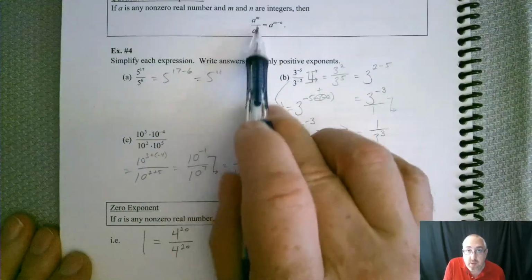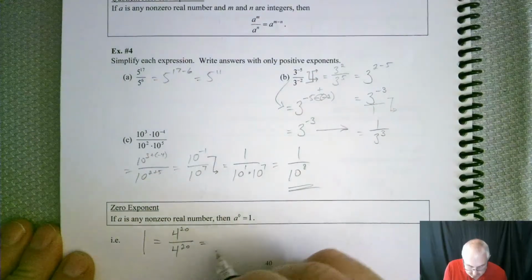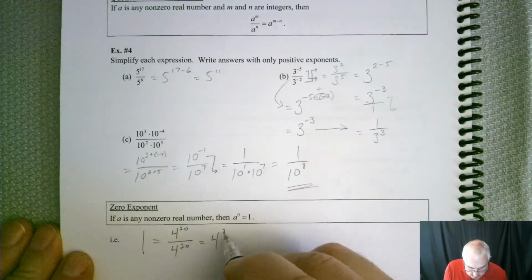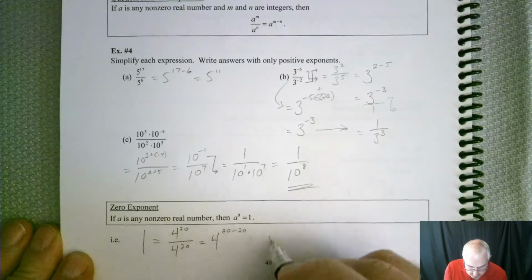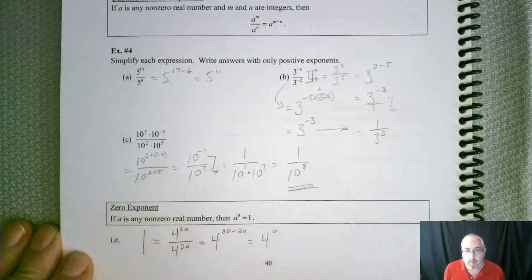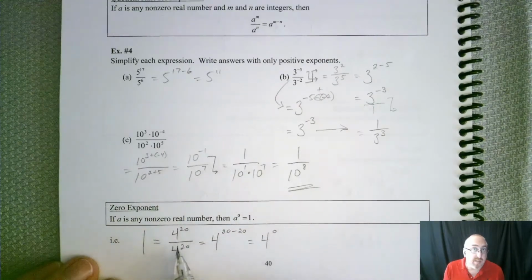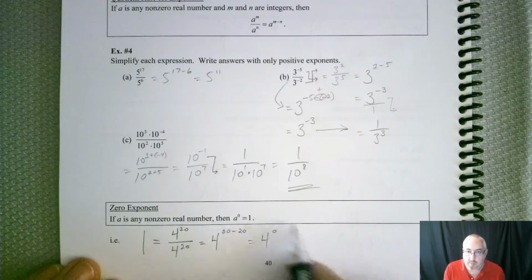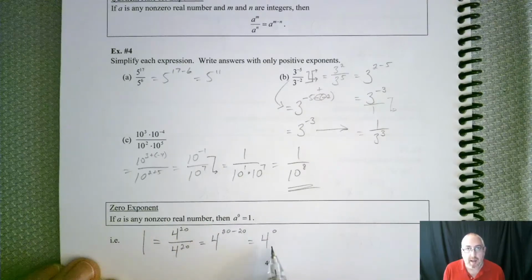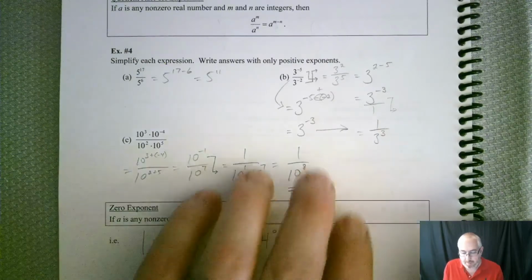We can subtract those exponents. So down here, we would be able to rewrite this as 4 to the 20 minus 20 power. But 20 minus 20 is 0. So no matter what base I pick, as long as it's not 0, I can always do something like this and show that that base to the 0 power equals 1. So it's just a nice little property.